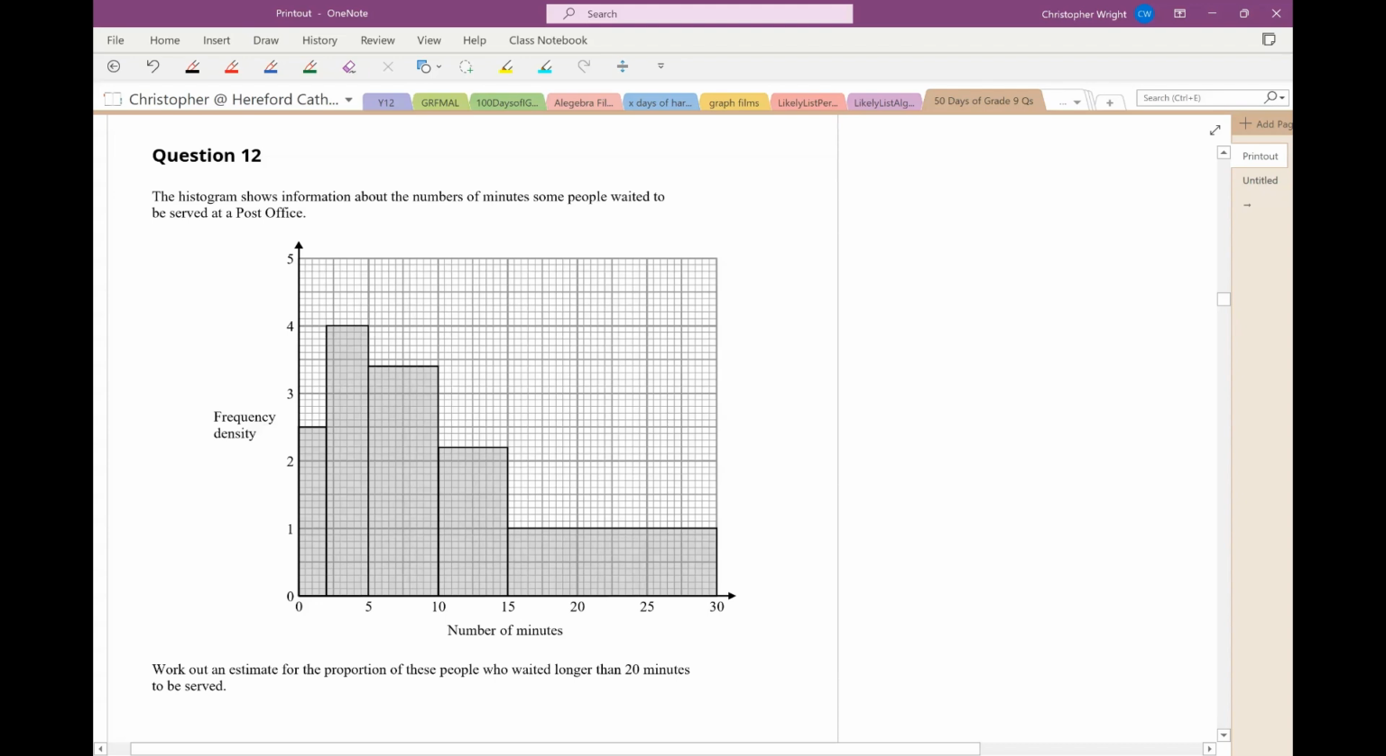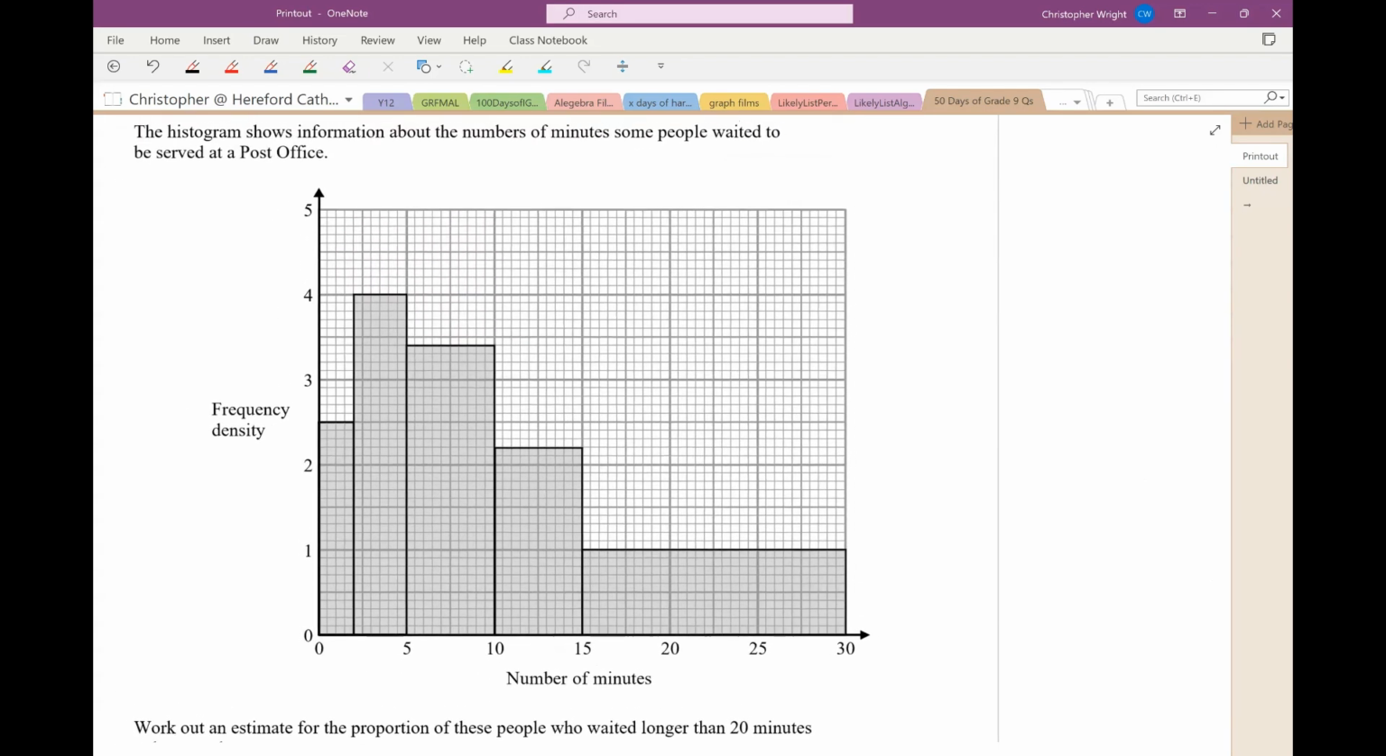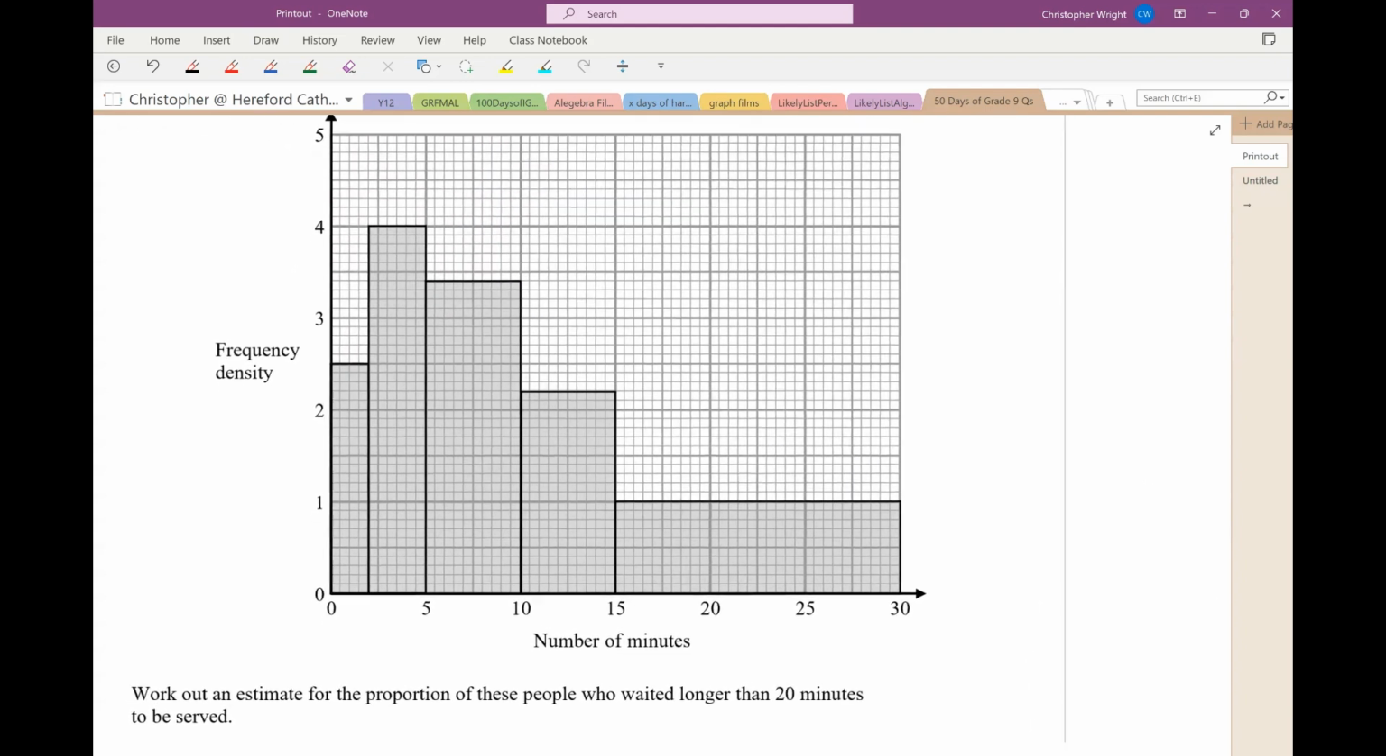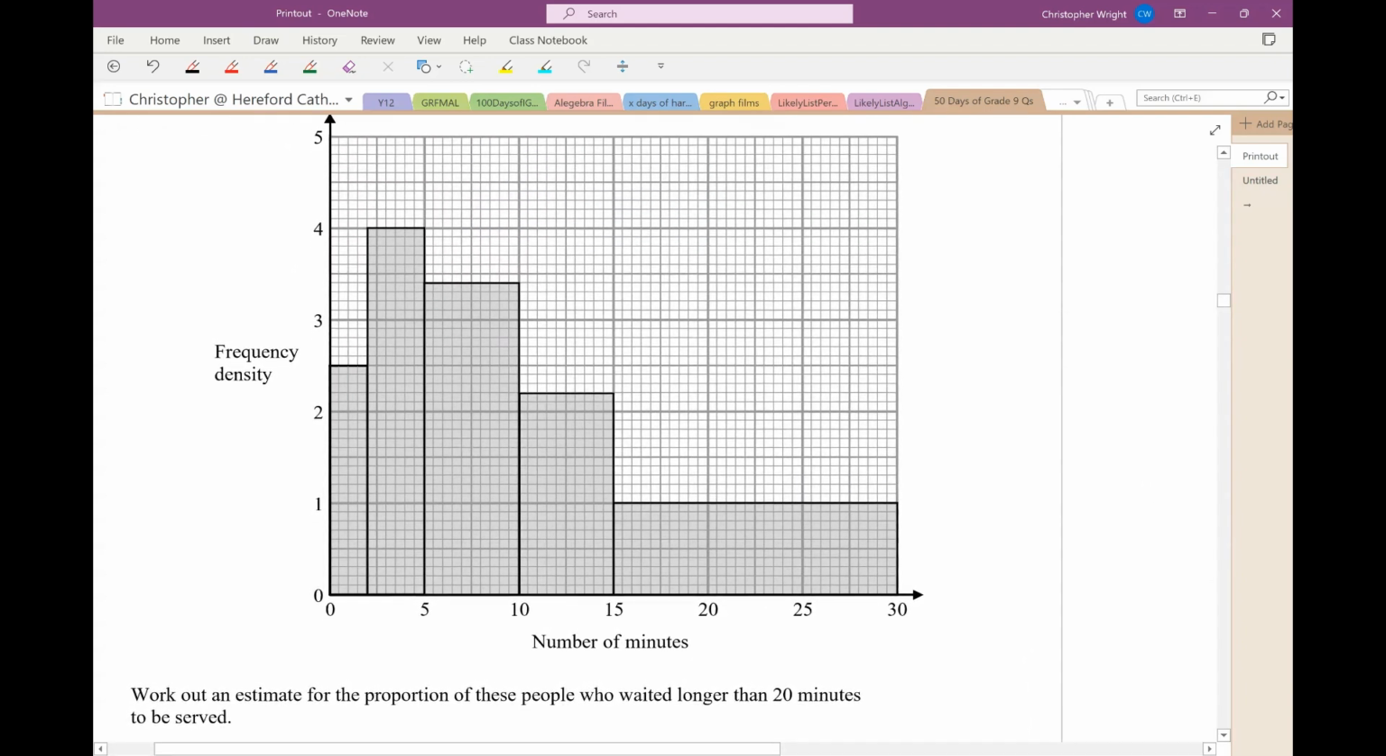Question 12. The histogram shows information about the numbers of minutes some people waited to be served at the post office. Work out an estimate for the proportion of these people, so the fraction of the people, who waited longer than 20 minutes. Well, here's my cutoff then for longer than 20 minutes. It's here, isn't it?